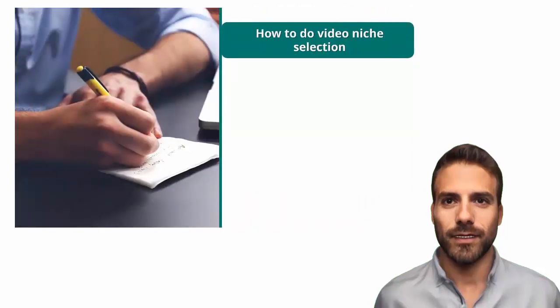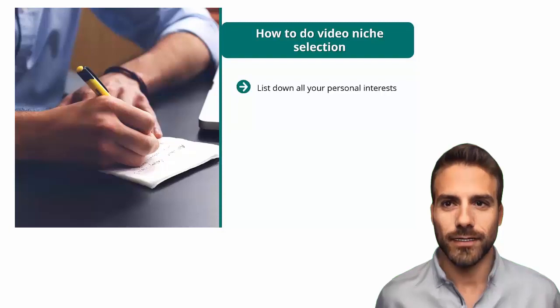How to do video niche selection. Here's the process that I use. This is step by step. It's very actionable. You can do it right here, right now. List down all your personal interests. These are the topics that you yourself would love to talk about, even if you're not getting paid. That's how passionate you are about them.